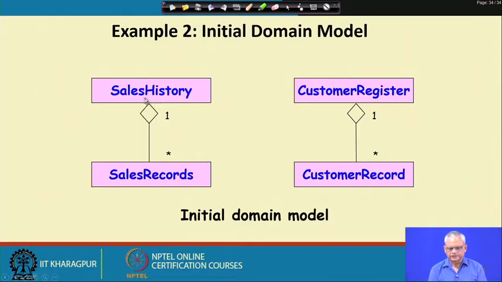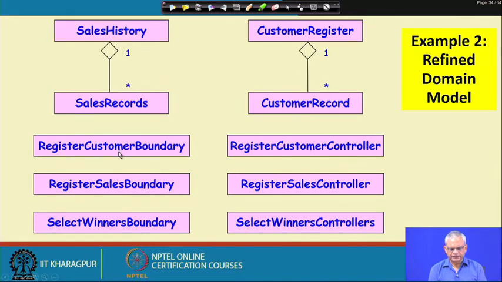Now, this is our domain model, the customer register and customer record. We have renamed the purchase record because these are actually the sales by the company, and purchase is from the customer perspective, and these are internal data. So, we keep it as sales record and sales history. So, these are the two important entity classes, and then we can identify and add the controller classes and the boundary classes, 3 controllers and 4 boundary classes.